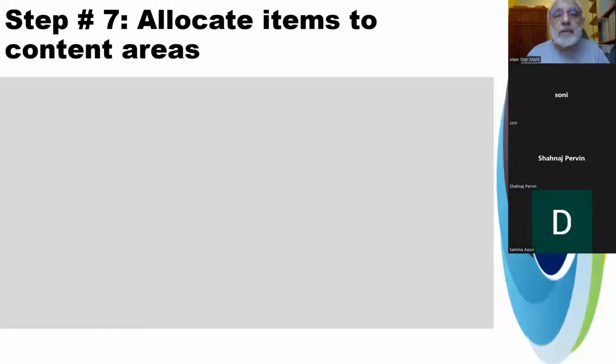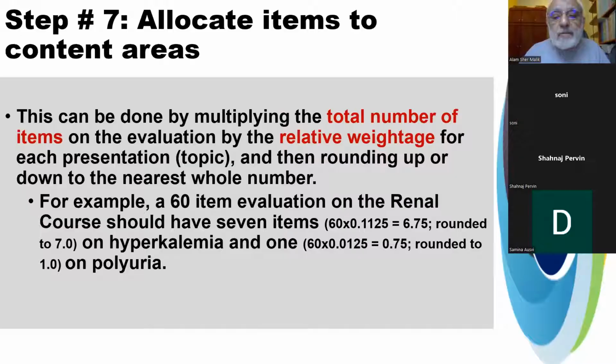Step 7, allocate items to the content areas. Now, we have the total number of questions. We have already given weightage to different topics. Based on this information, we can allocate items to each content area. This can be done by multiplying the total number of items, like we saw in the previous table, on the evaluation by the relative weightage for each presentation or topic.